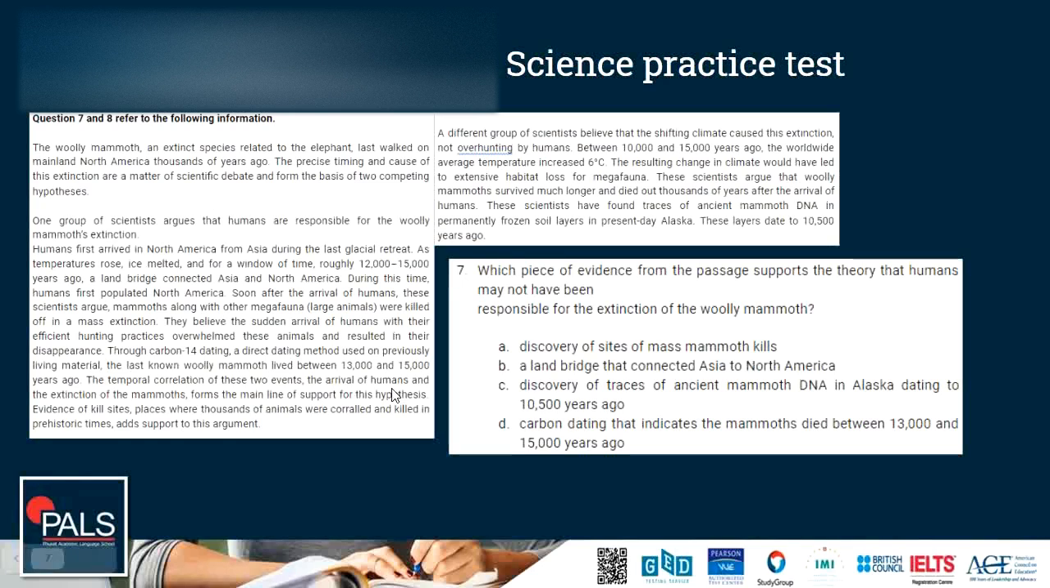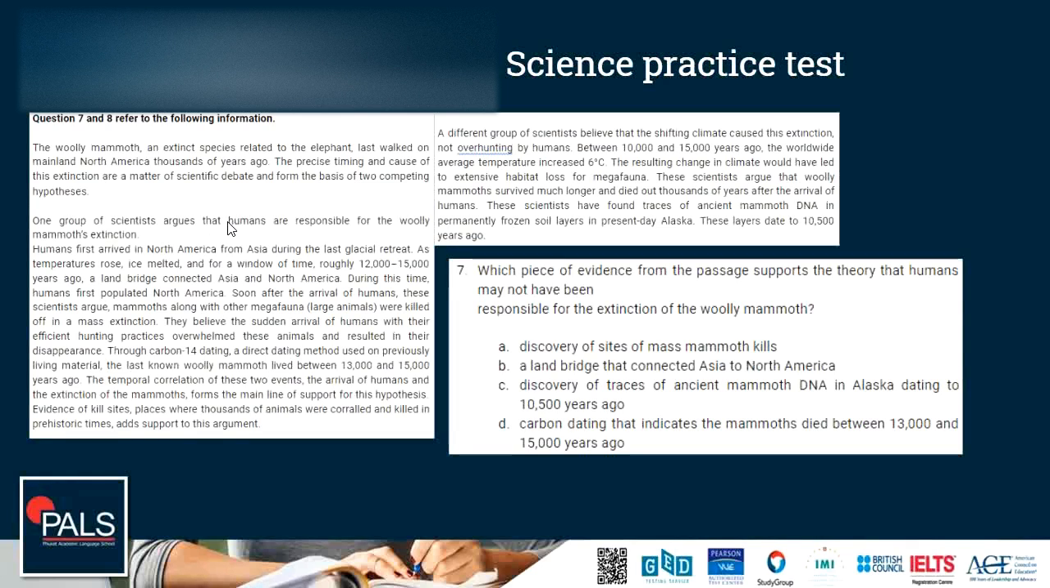And then obviously the two paragraphs are about these two competing hypotheses, where the first paragraph introduces the first hypothesis and presents some arguments that support this hypothesis. The first hypothesis is humans are responsible for the extinction of the woolly mammoth.